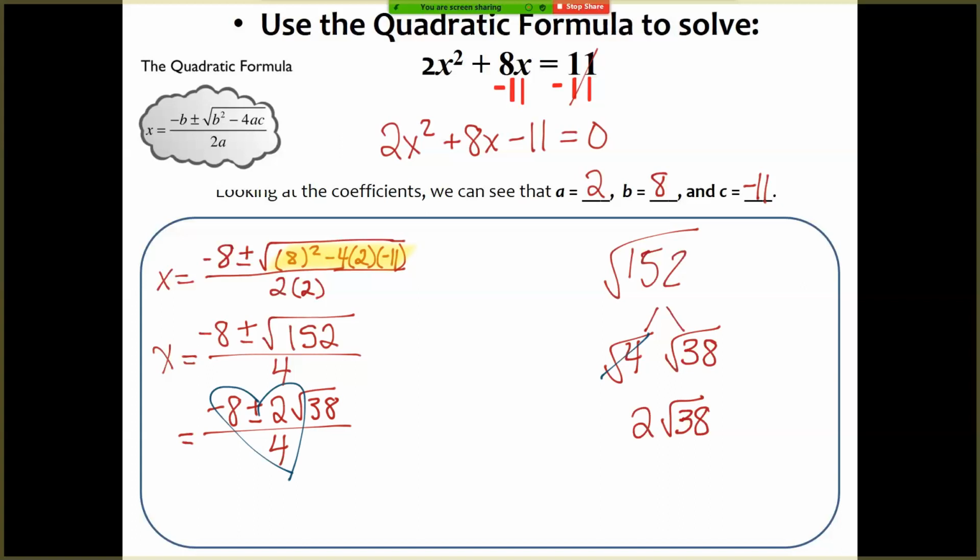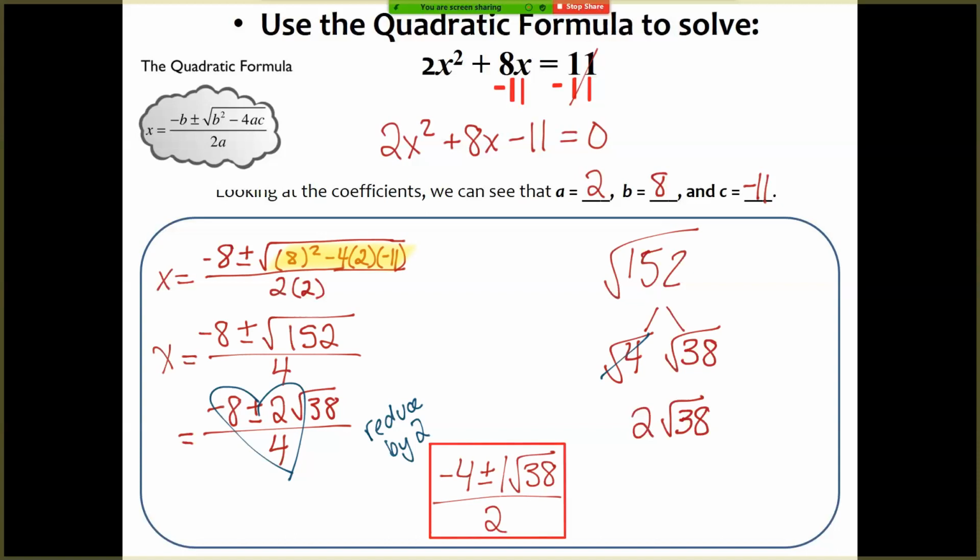So here I'm going to reduce, again by 2 this time. So when I reduce both of these by 2, I would have -4 plus or minus 1 square root of 38 divided by 2. The 1 that's sitting in front of that square root is not necessary, but you are allowed to write it.